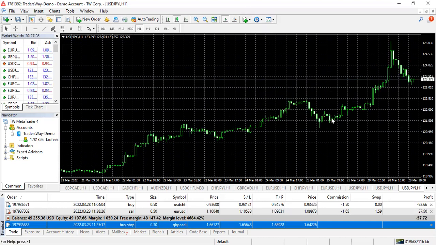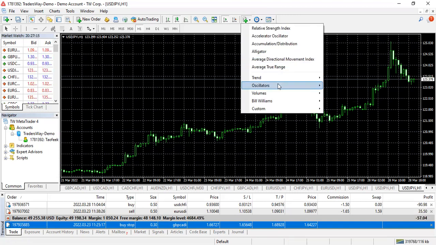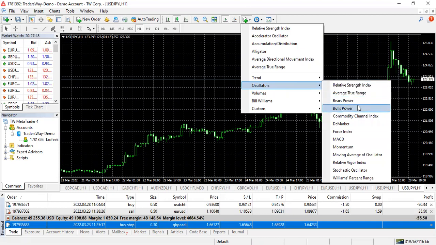So now, let's look at it. Let us start from oscillators. As I explained, oscillators are leading indicators. So we have Relative Strength Index, Average True Range, Bears Power, Bulls Power, Commodity Channel Index, Market Facilitation Index, MACD, Momentum, Moving Average, Relative Vigor Index, Stochastic Oscillator, Williams Percent Range. All these are leading indicators. So let us just plot one in our MT4.